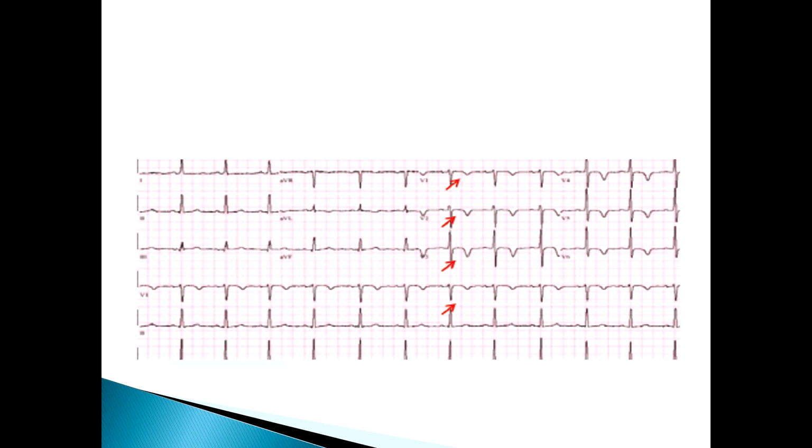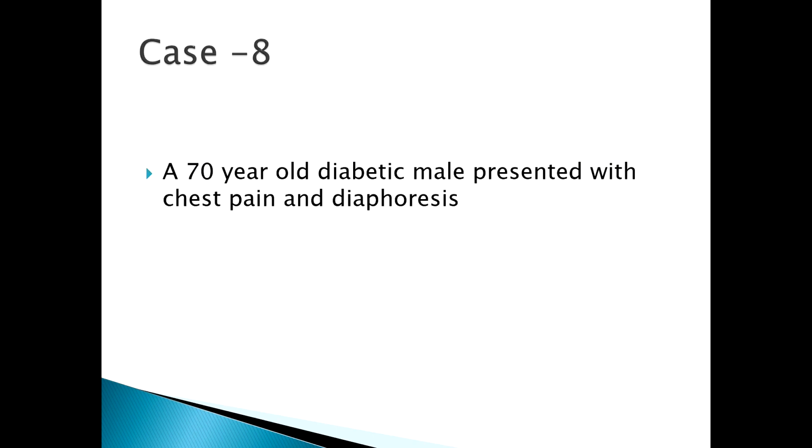In any adult male, after the age of 10 years, any T-wave inversion extending beyond V1 is abnormal. In female, it can be up to V2, up to 30 years of age. But in male, after 10 years of age, any T-wave inversion extending beyond V1 is abnormal. It should be taken seriously.